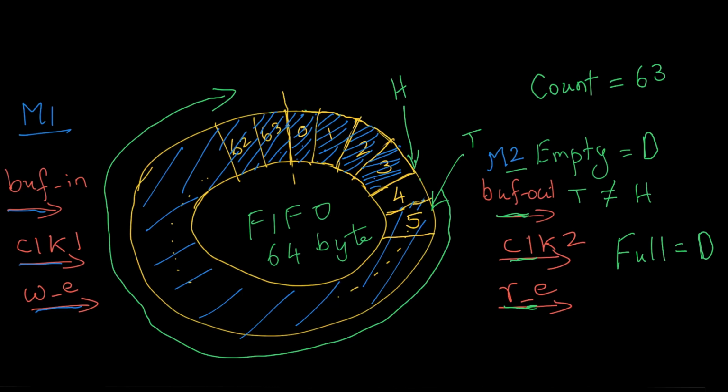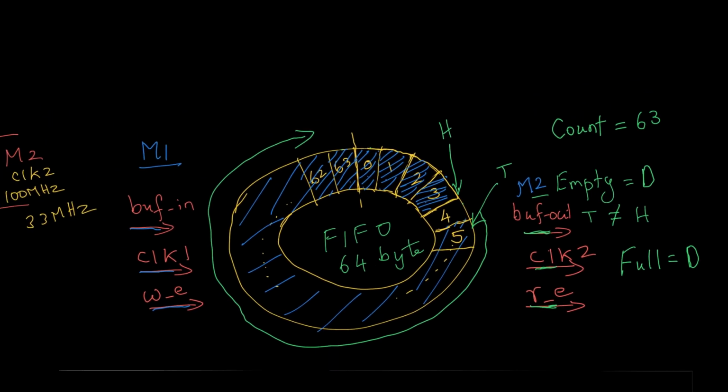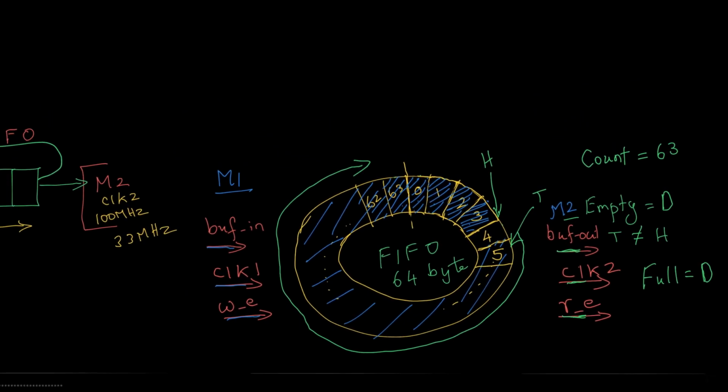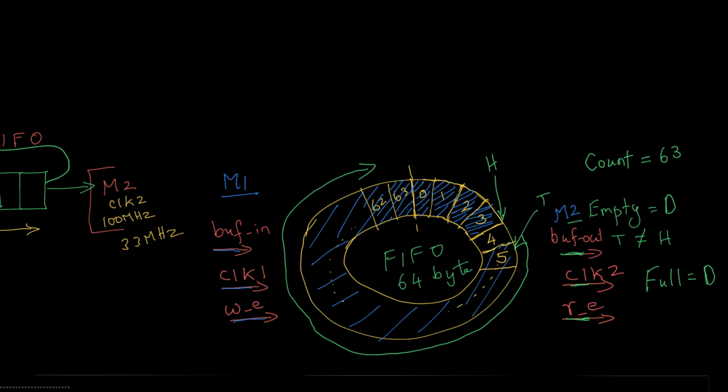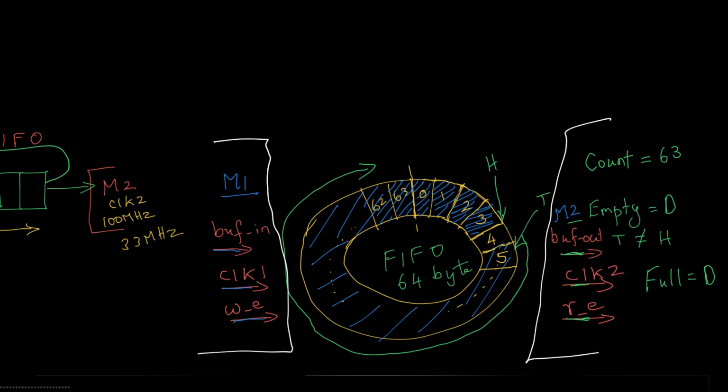So this is how your FIFO works, and your FIFO helps in transferring data from one module to another module seamlessly. So M1 can transmit data in its own frequency, and M2 can receive data in its own frequency, and everything is managed well.